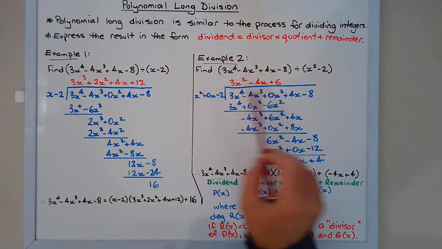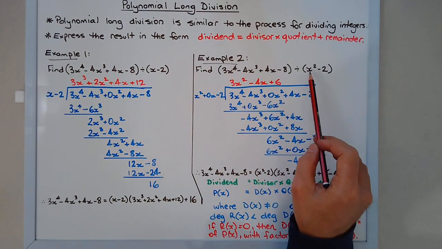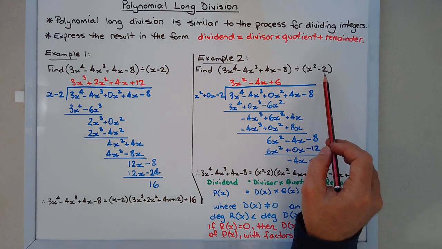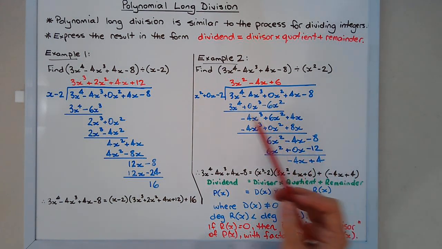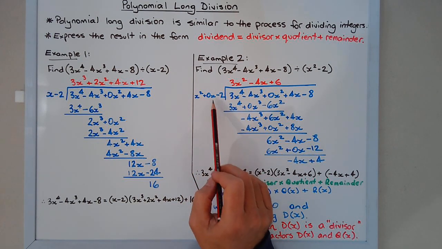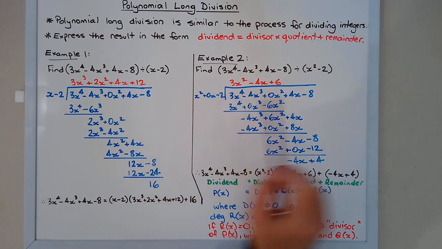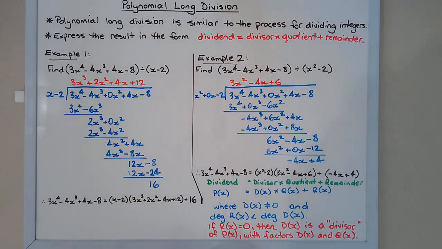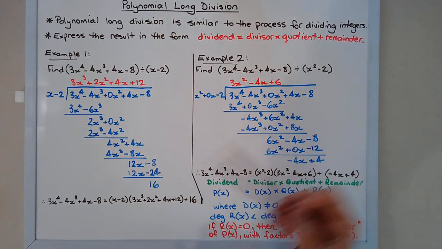It's the same dividend but a different divisor. We're dividing it by x squared minus 2 instead of x minus 2. What you'll notice is that with the divisor, I've included the 0x term because it's not included in the original statement. But again, to help the long division process, all the terms need to be present even if they have coefficients of 0. That will definitely make life a lot easier. So repeat the same process.